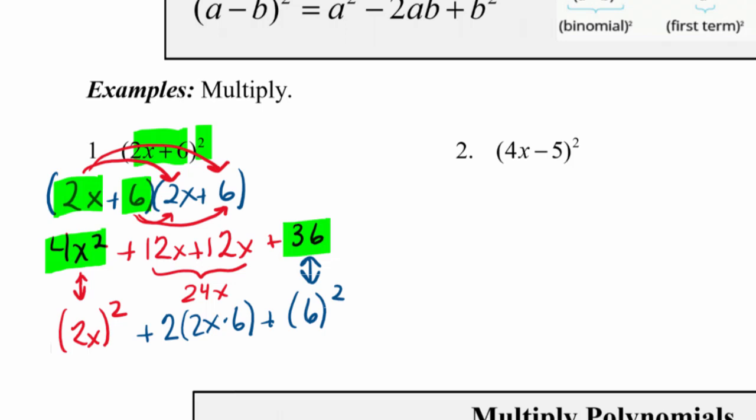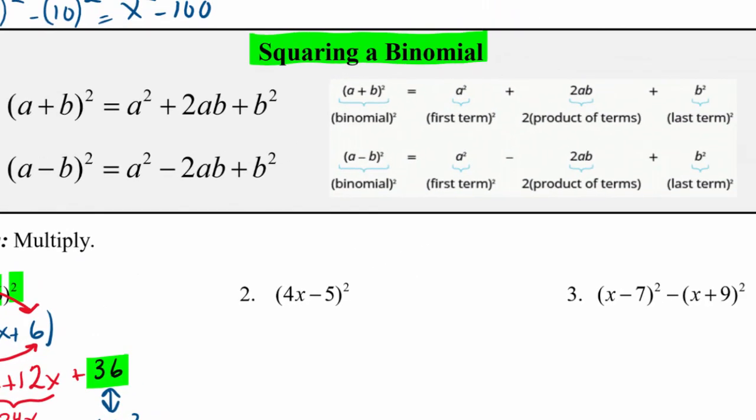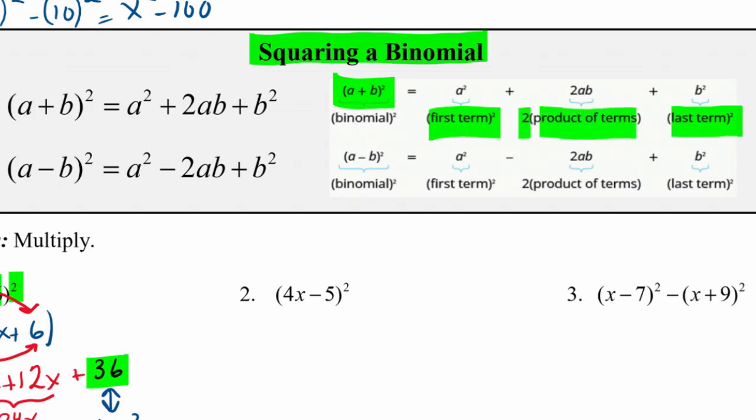So we're going to use that pattern in our second problem, but I'm also going to show you that our box, that's what the box says here. It says that if you're squaring a binomial, the first term will be squared, the last term will be squared, and the middle term will be twice the product of the two terms. Okay, and that works both for a sum or a difference. So we're going to use that pattern here with problem number 2.